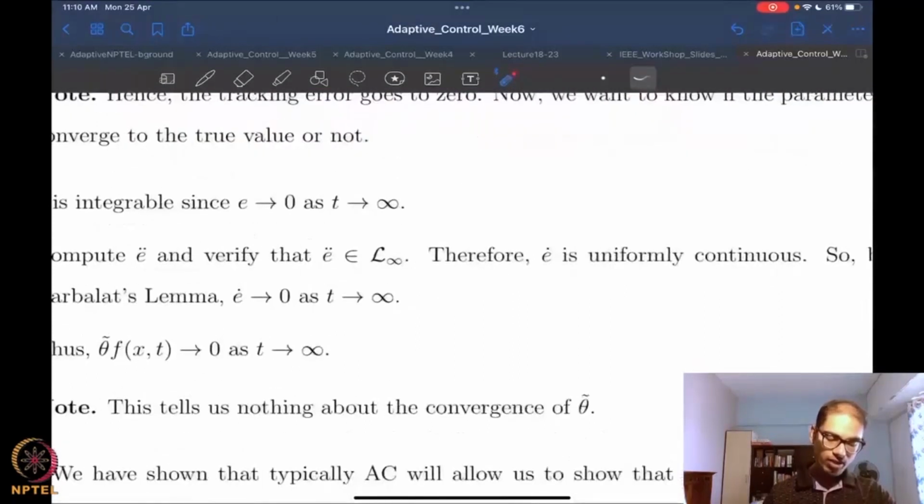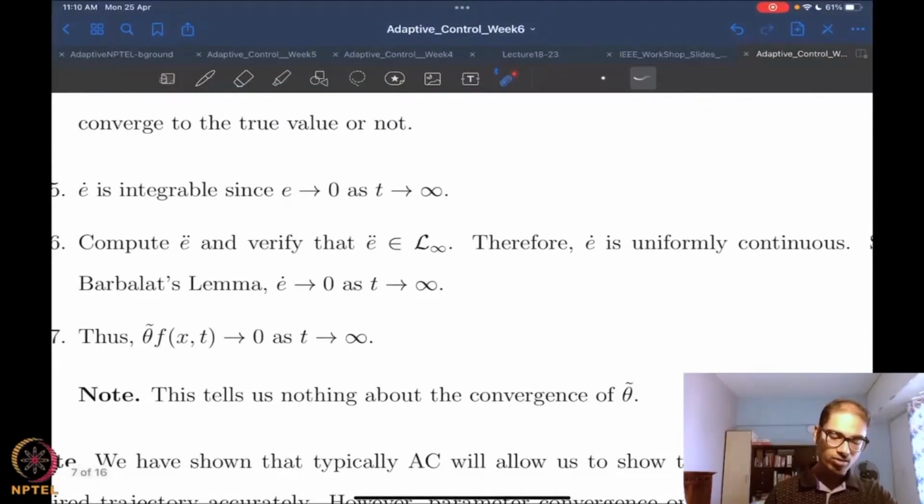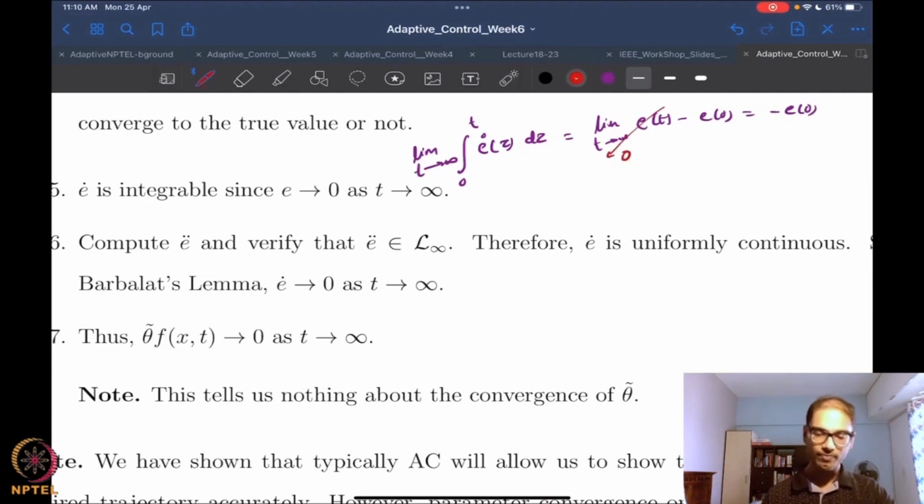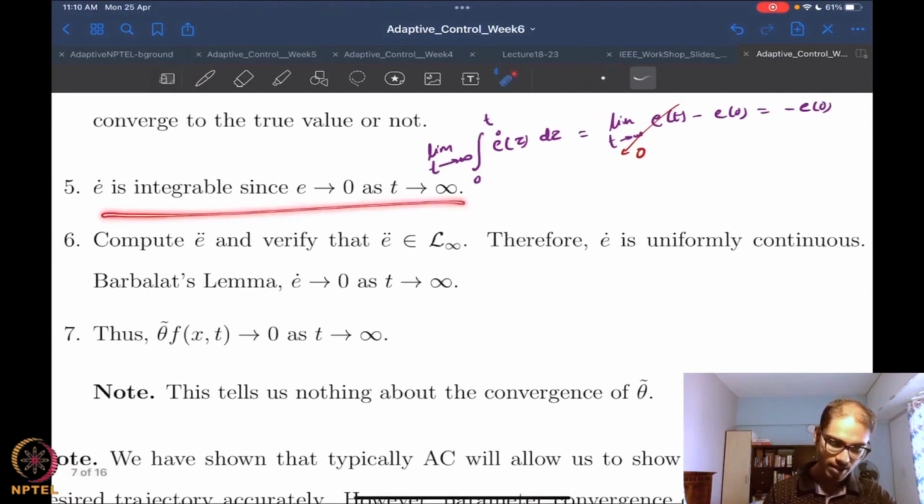We know that E dot is integrable since E goes to 0 as t goes to infinity. How do we claim that? E dot integrability means that if I do this integral, it should be finite. This is because I will essentially get the limit as t goes to infinity of E of t minus E of 0, which is just minus E of 0, because this limit is going to 0. You just proved that. So E dot is an integrable signal. That's the first claim here.